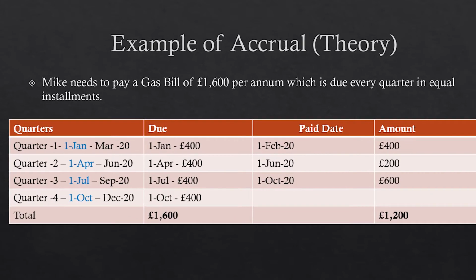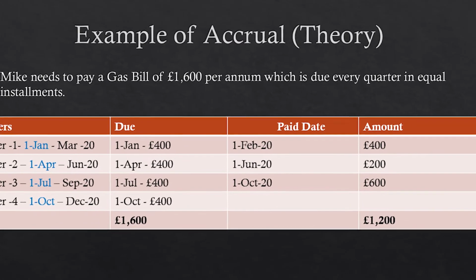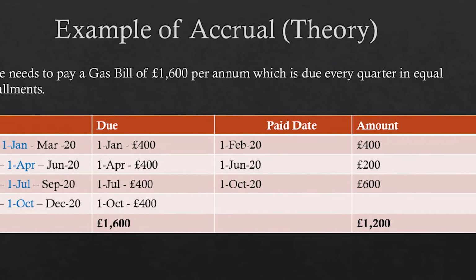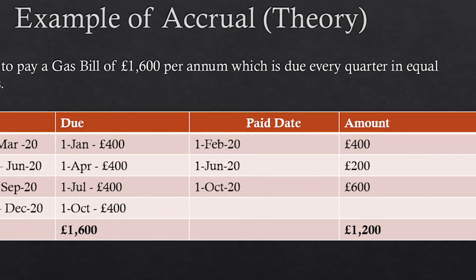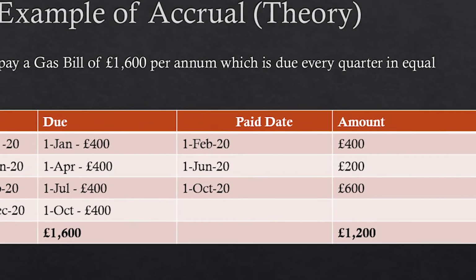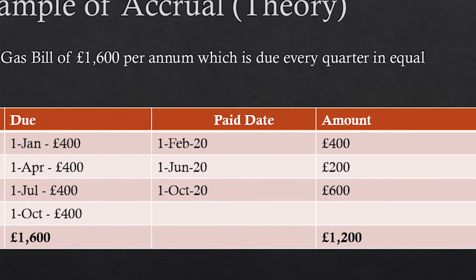But what was paid: on the 1st of February, 400 was paid. On the 1st of June, 200 was paid, and on the 1st of October, 600 was paid. So the total that was paid is 1,200. What is due is 1,600. What is paid is 1,200. It means there is an accrual, which means that there's a part of the bill that has not yet been paid. And that part is 400.